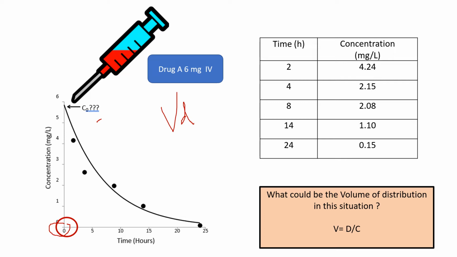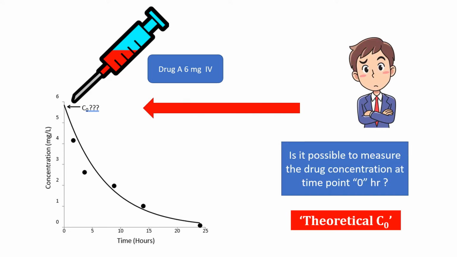It is only at this time point that the entire dose is actually present in the patient. Hence, the practical working formula is V equals D divided by C naught. So the next question is: is it possible to measure the drug concentration at time point 0 hour? For example, if I give 6 milligram IV to a patient, can I measure the concentration at that time point? It seems impossible.